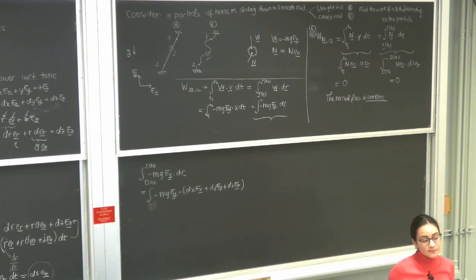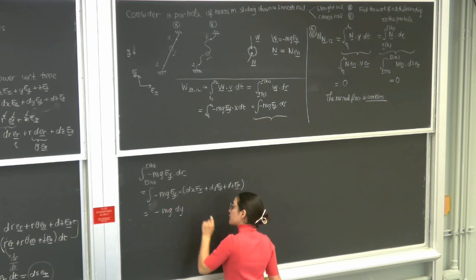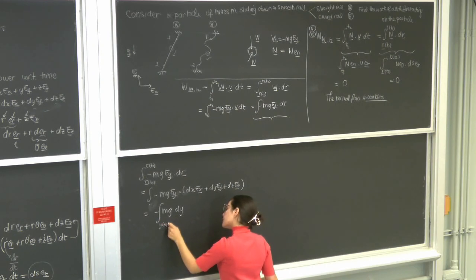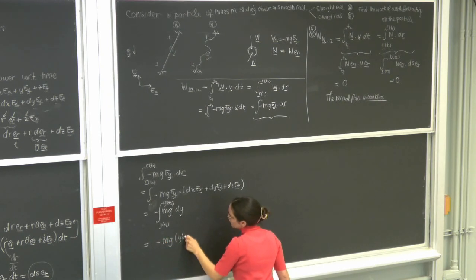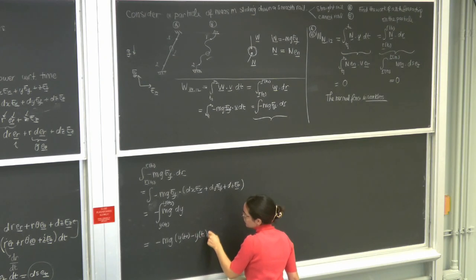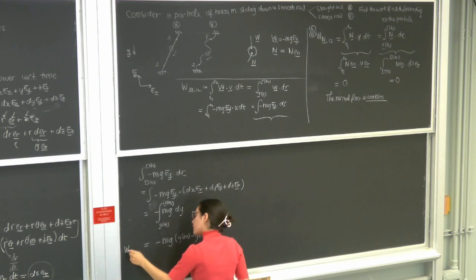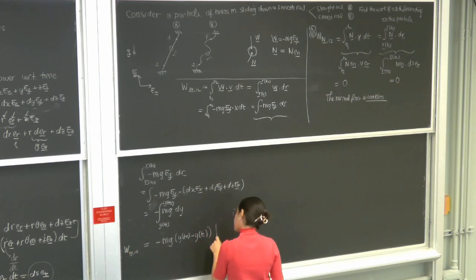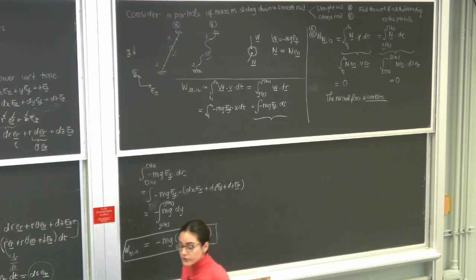Not 0. Negative mg dy. Great. And now we're integrating from y at t1 to y at t2. That's just equal to minus mg times y at t2 minus y at t1. Right? So that would be the work of the weight from 1 to 2. Okay. A lot of observations to make here.